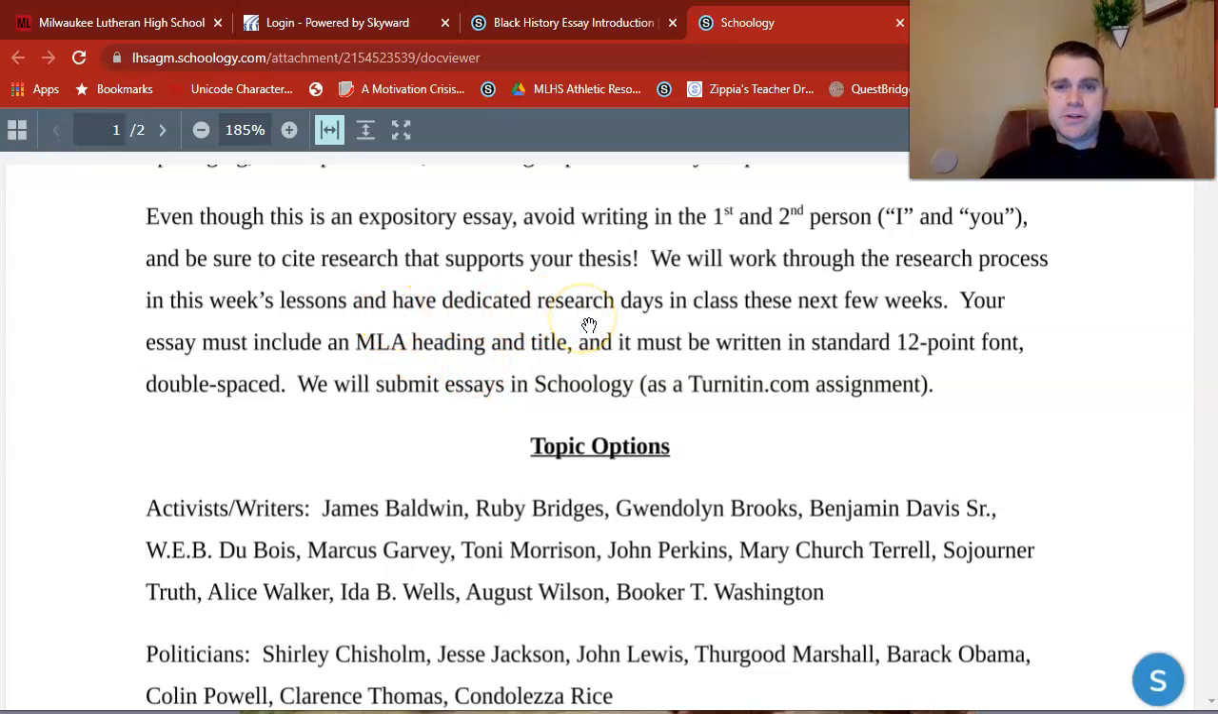We'll have dedicated research days in class these next few weeks, so it's important that we have Chromebook access in our classroom. If you have your own device, that's totally fine. Just make sure you have Wi-Fi access in the school. Just some nitty-gritty things about the essay. Must include an MLA heading and title. We'll walk through that. 12-point font, double-spaced. We are typing this essay over the course of this month. And we'll be submitting them in Schoology as a turnitin.com assignment.